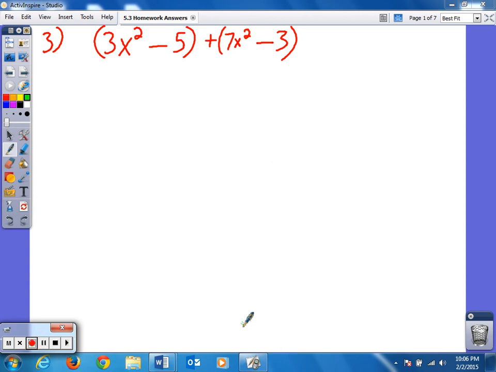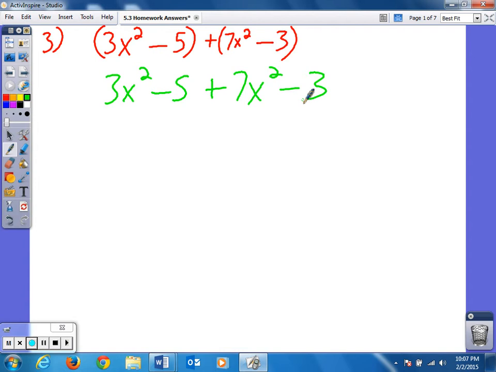For number 3, all we have to do is combine like terms. Since it's all addition, at least between the sets of parentheses, we can just get rid of the parentheses and write 3x squared minus 5 plus 7x squared minus 3, and then combine like terms. There are terms with the x squareds, we can put those together, and then there are the terms without an x, we can put those together.